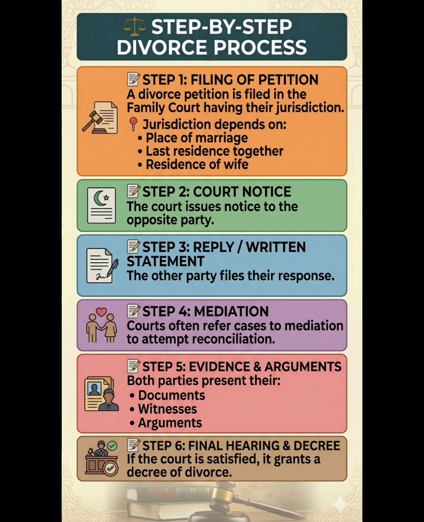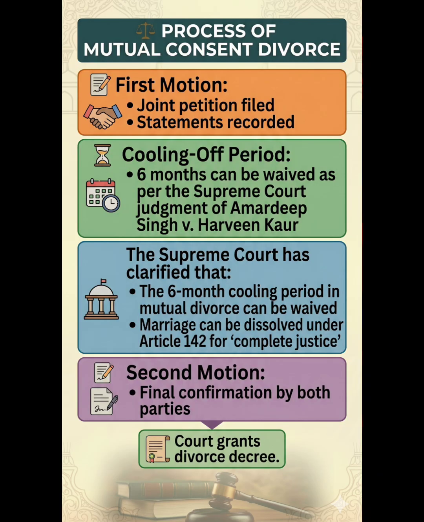Both parties present their documents, witnesses, arguments before the honorable court. And step 6, final hearing and decree. After the arguments, if the court is satisfied, it grants a decree of divorce. We have discussed the contested divorce, then the process of mutual consent divorce.